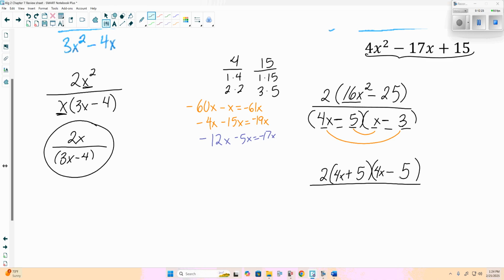Now we said that the denominator, because the third term is positive, the signs are the same and match the sign of the middle term. Both of them had to be minus, which means the 4x plus 5 on top, there's no way for it to match something on bottom because both signs are negative. So if something is going to match up, it's going to have to match up with the 4x minus 5.